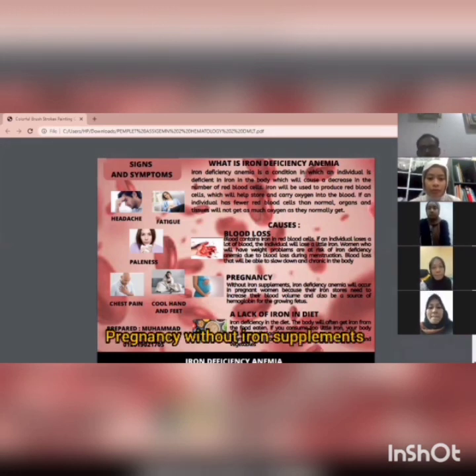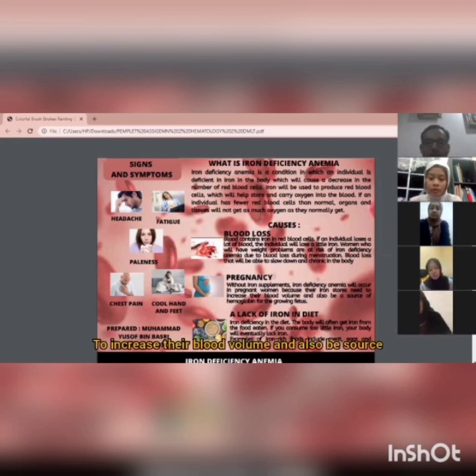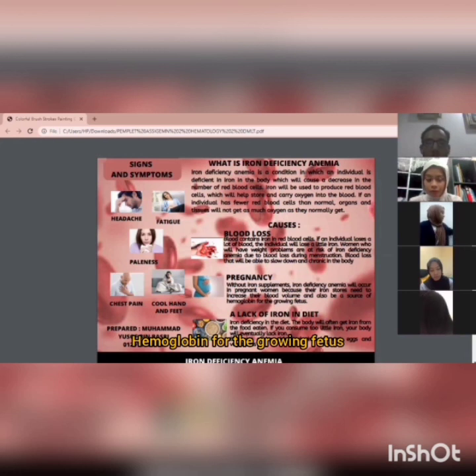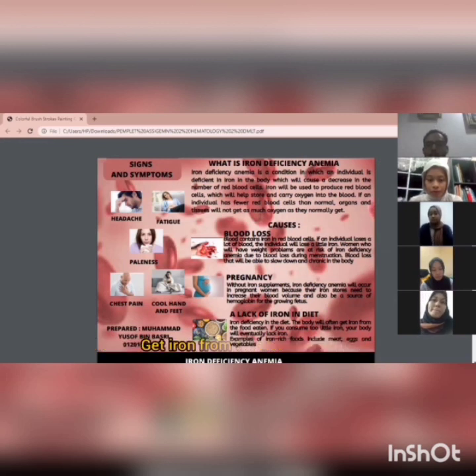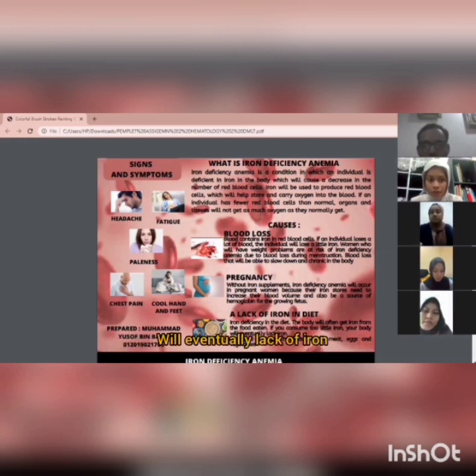For pregnancy, without iron supplements, iron deficiency anemia can occur in pregnant women because the iron stores need to increase their blood volume and also be a source of hemoglobin for the growing fetus. For a lack of iron in the diet, the body often gets iron from the food eaten. If you consume too little iron, your body will eventually lack iron. Examples of food include meat, egg, and vegetables.